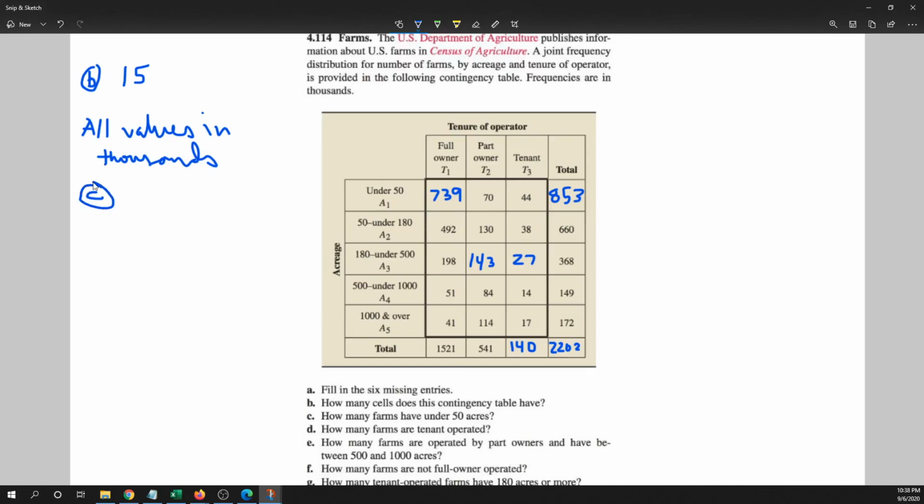Okay. All right, part C. How many farms have under 50 acres? All right, so under 50 acres is right here. And so we would look at this marginal number over here, 853. Thousands, right? Part D, how many farms are tenant operated? So we can see that that's the event T3 right here. We want to know how many farms, so the total of all these would be 140,000.